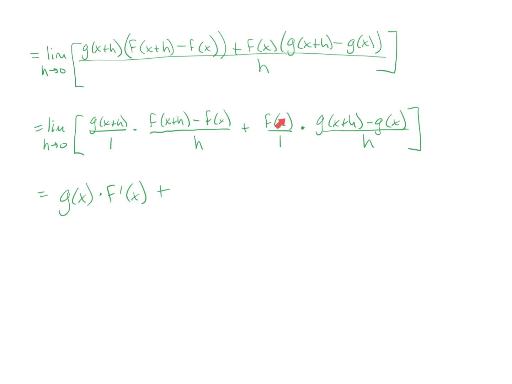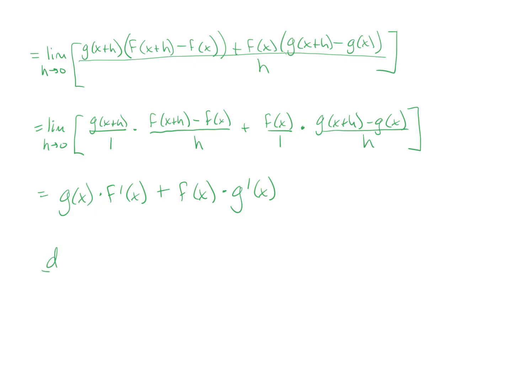Then I have an f of x over 1, which is just f of x. And then what is in this factor, g of x plus h minus g of x over h, when you take the limit as h goes to 0, that's the definition of the derivative of g. So that's g prime of x. And that's it. That's the formula for the derivative of a product f times g.